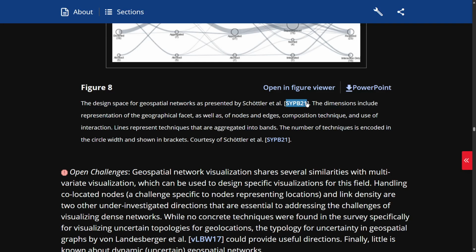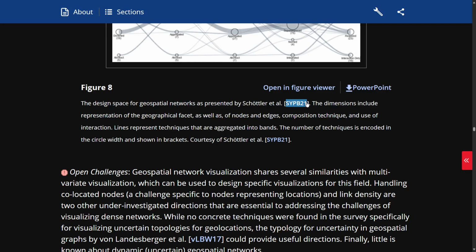While no concrete techniques were found in the surveys specifically for visualizing uncertain topologies for geolocations, the typology for uncertainty in geospatial graphs by von Landsberger et al., VLBW 17, could provide useful directions. Finally, little is known about dynamic, uncertain, geospatial networks.